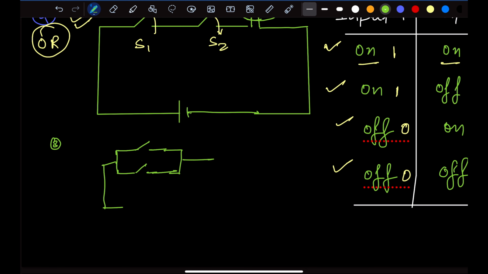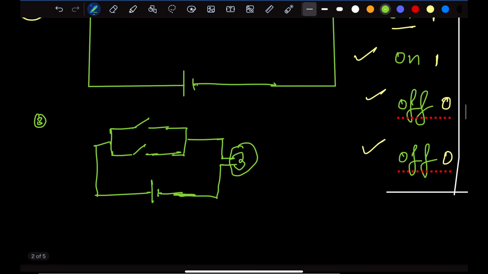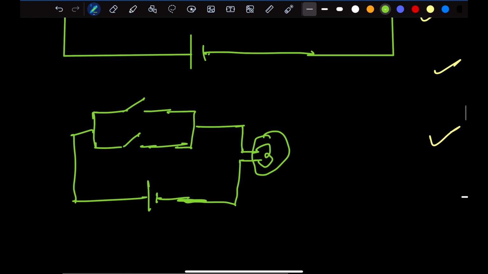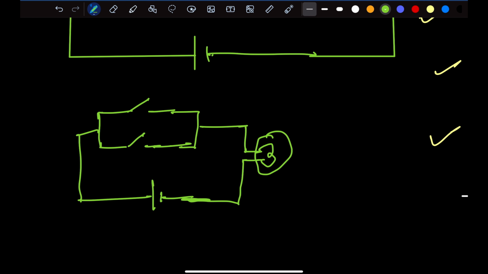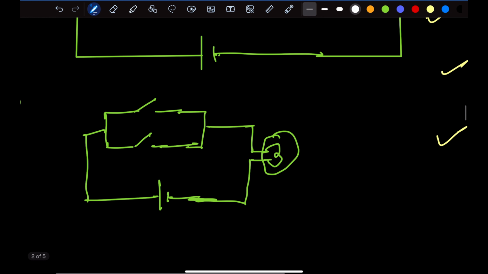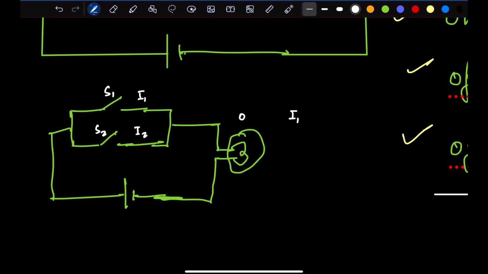Yes, keep it like this. This is the bulb. Again, I must say that my handwriting is not good, so it's just a thing that you need to understand. Yeah. Great. So this is switch 1, switch 2, and this is the output, and let's call it input 1, input 2.